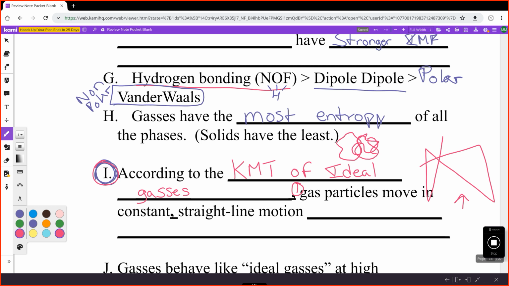We also assume that the molecules themselves have no volume. If we assume that the molecules have no volume, we can make calculations a lot easier. Again, not a factual statement. Everything that's made up of matter has volume, but we pretend for the kinetic molecular theory that there is no volume. And we assume no attractive forces. So no IMFs.